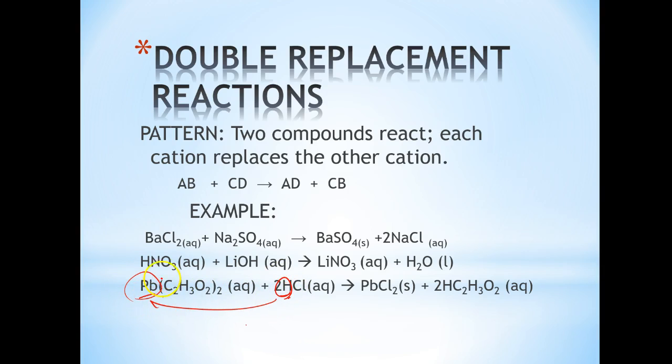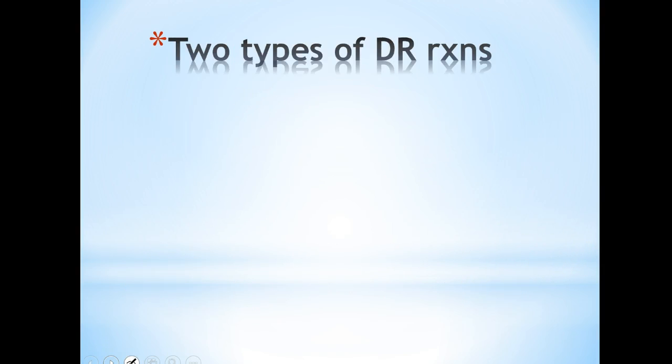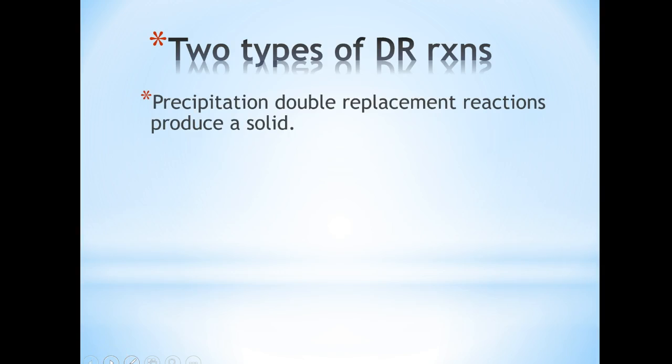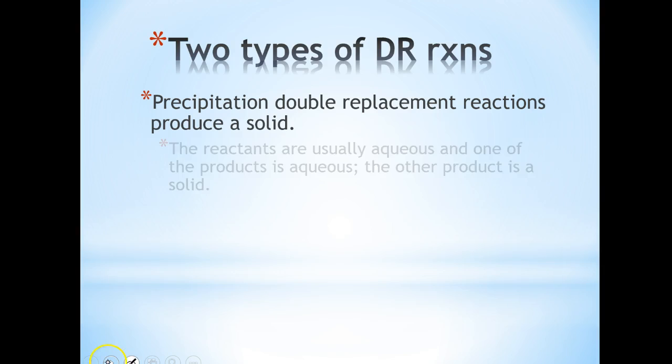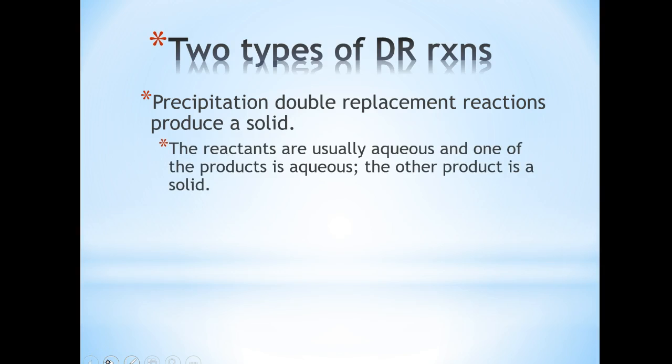They're going to trade places. So you get PbCl2 and acetic acid. So this is an acid-base reaction. It's a special version of a double replacement. So there's two types. There's a precipitation one, and that one produces a solid. The reactants are going to be always aqueous. I mean, in a double replacement reaction, whether it's acid-base or not, it will be. One of the products is still aqueous, but the other one is a solid.